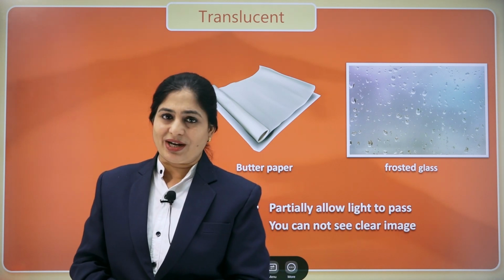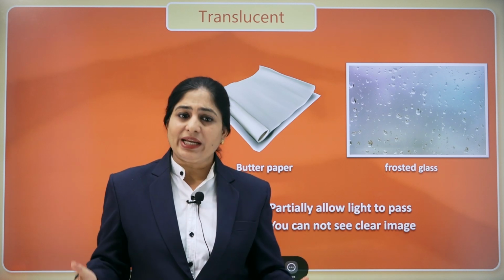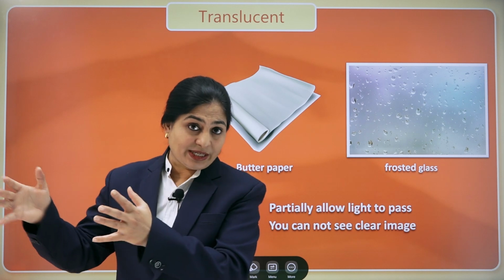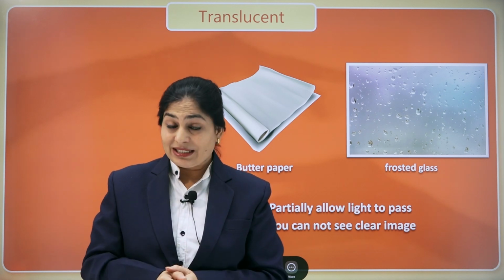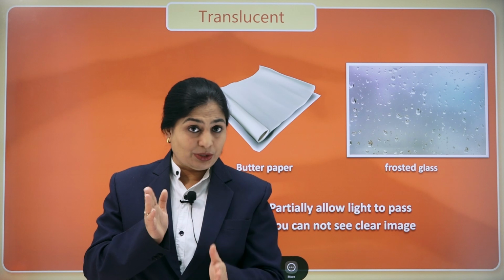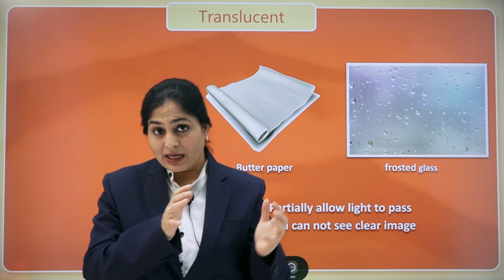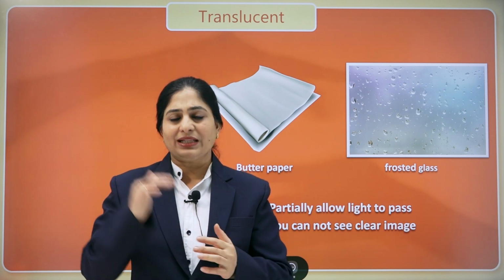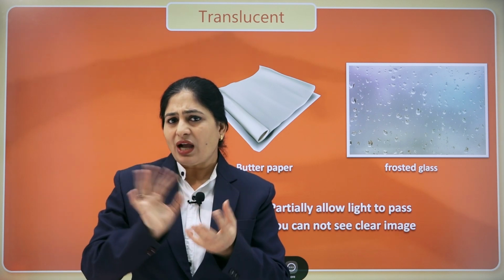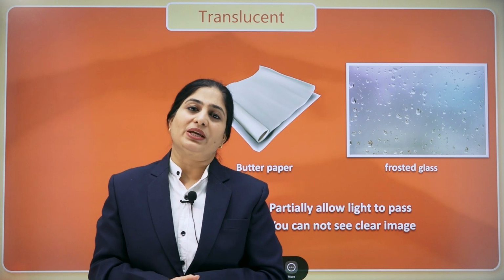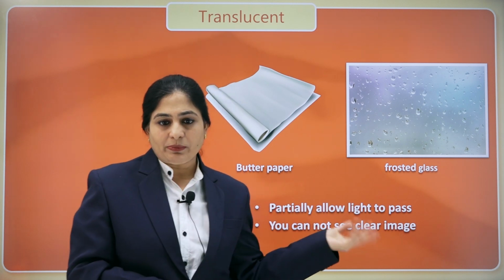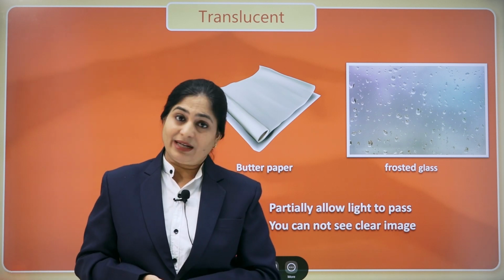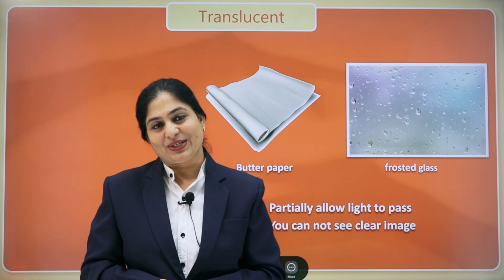So basically, what is translucent? Translucent objects partially allow light to pass through them. That means complete light cannot pass through, and at the same time it does not block light completely. It allows some light to pass through and blocks some light. That means we can see the other side, but an unclear image is obtained. Good examples are butter paper, some frosted glass, even some thick plastics and ice. That is also an example of a translucent object.